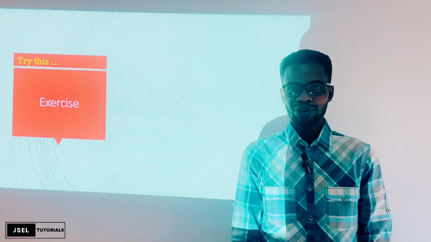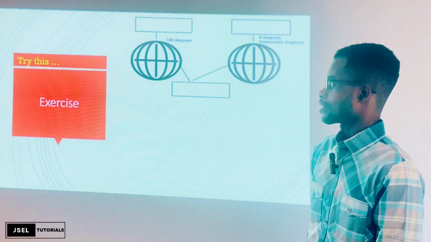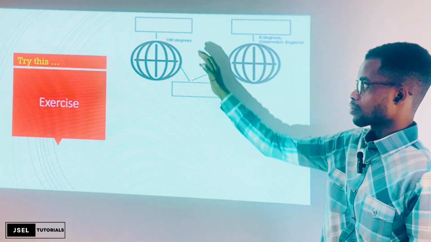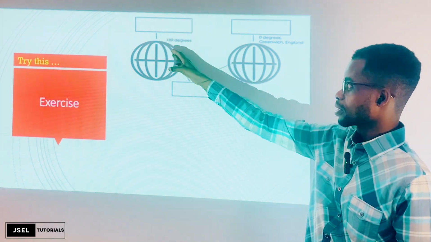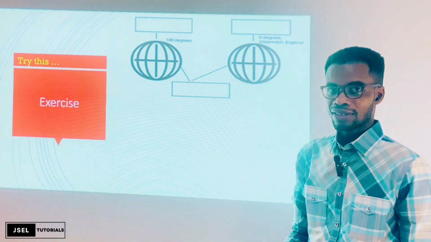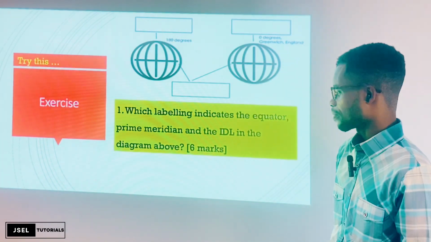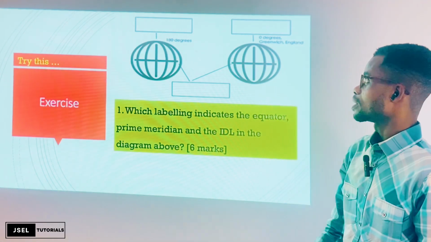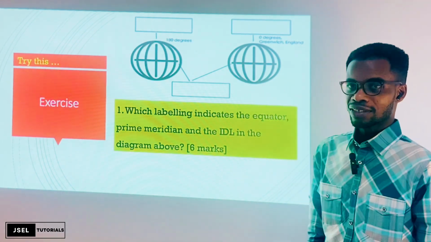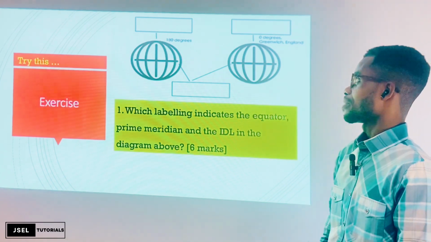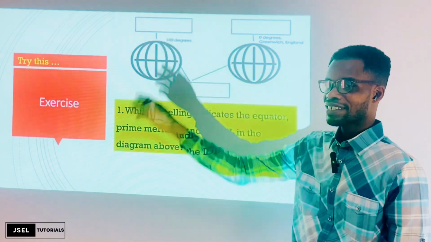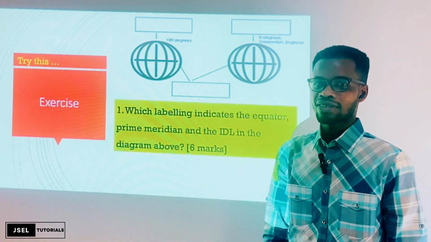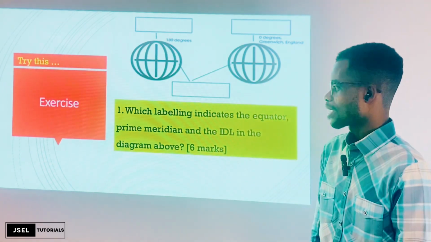So quickly, let me leave you with an exercise. Look at this illustration and the diagram here. There are some boxes labeled 180 degrees, 0 degrees, which indicate the equator, prime meridian, and the IDL in the diagram above. I think you can get these ones. What should be in this box that has 0 degrees, which is the prime meridian, and we know this is the IDL, and this is the equator. The equator divides the Earth into two equal parts, the northern hemisphere and the southern hemisphere.